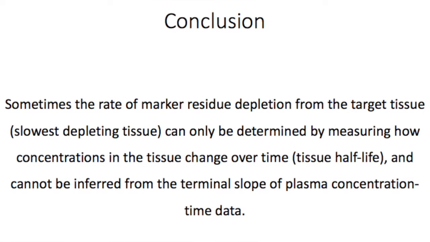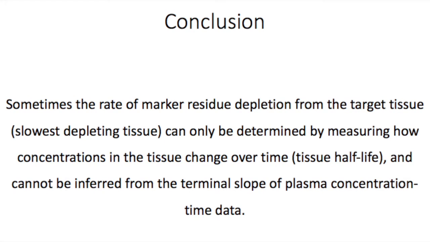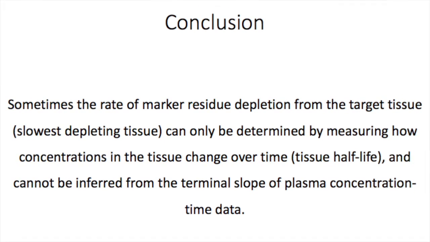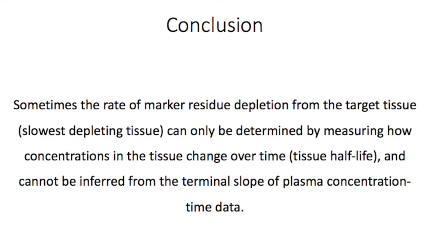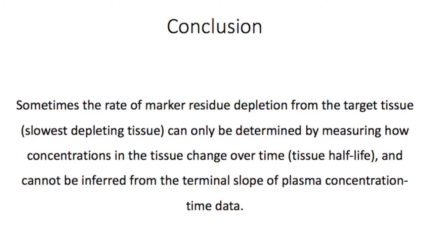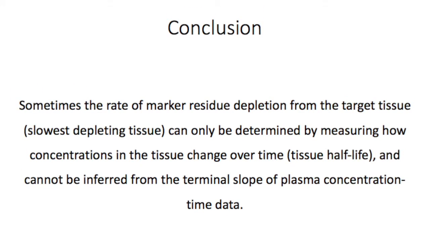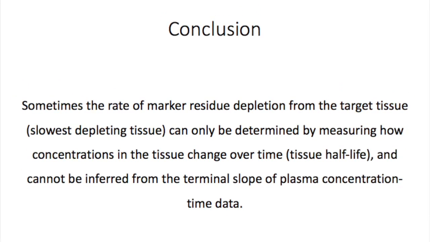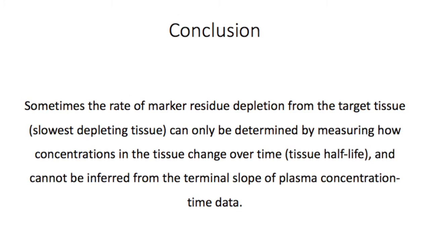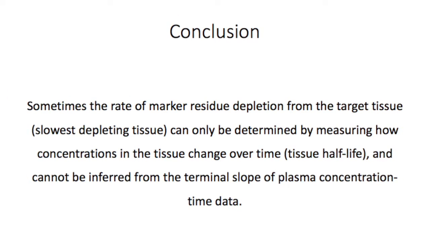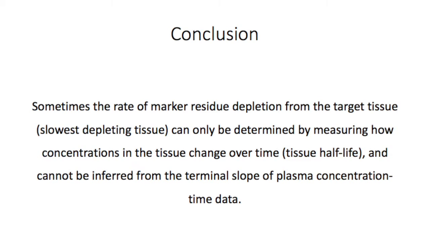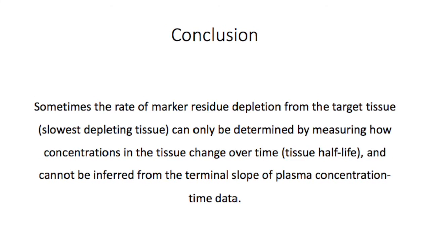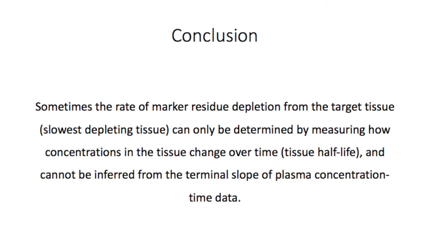Although not all drugs have distribution patterns that result in slower depletion in some tissues compared to others, we always need to keep in mind that sometimes the rate of marker residue depletion from the target tissue, which is always the slowest depleting tissue, can only be determined by measuring how concentrations in the target tissue change over time, and cannot be inferred from the terminal slope of the plasma concentration data because the concentrations are too low in the plasma to detect that phase.